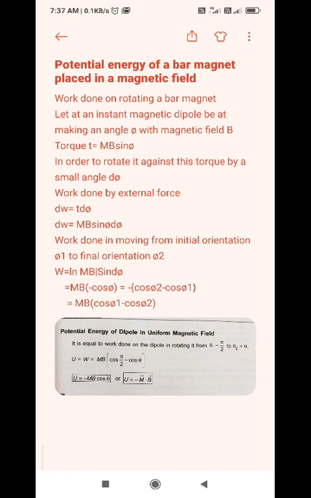So this way we are now able to find the torque acting on it and the potential energy a bar magnet possesses when it is placed in a uniform magnetic field. Thank you.